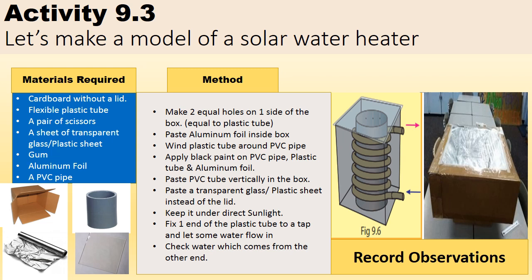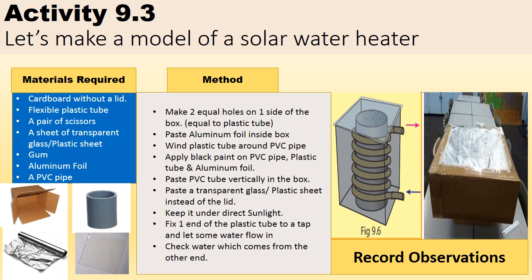Children, let us see what you need. These are the materials needed to make this solar water heater. You need a cardboard box. You have cardboard boxes at home. Take one cardboard box without the lid, children. You do not need a lid. Then you need a flexible plastic tube. The plastic tube is what we are wrapping around the PVC pipe. You can see somewhat a big pipe and a small tube.